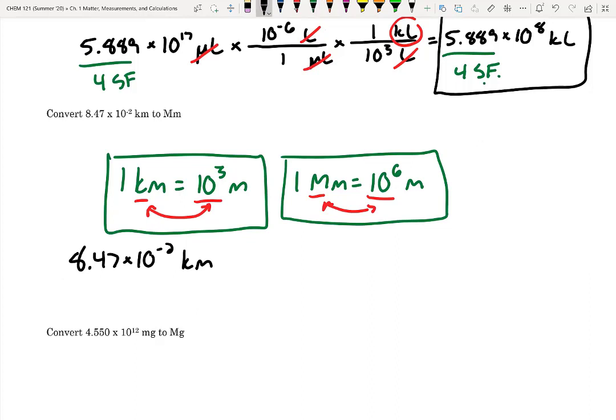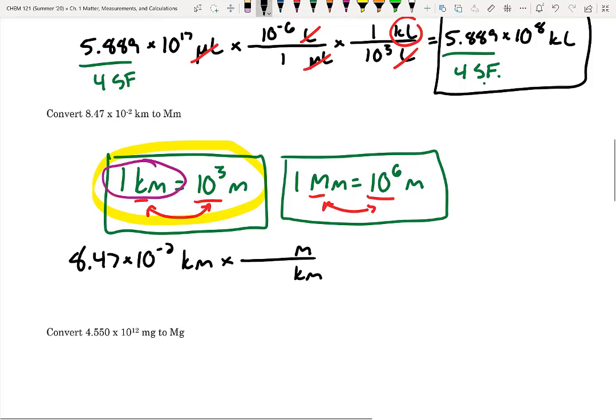Just like before, I want to cancel out kilometers. So I'm going to multiply by a fraction, making sure my kilometer unit is on the bottom. I know I'm going to need to use this one because it's the only conversion with kilometer in it, which means meters must be on top. 1 was paired with the kilometer unit, so I'll put that on the bottom. And 10 to the 3 is paired with the meter unit, so I'll put that on top. Now we're set. We can cancel out kilometer and kilometer, and we've got meters left.